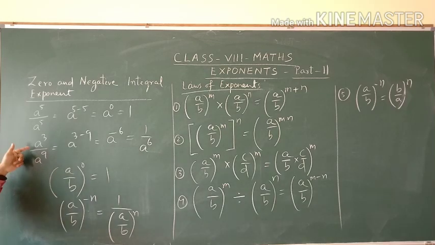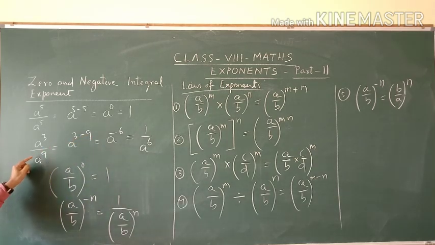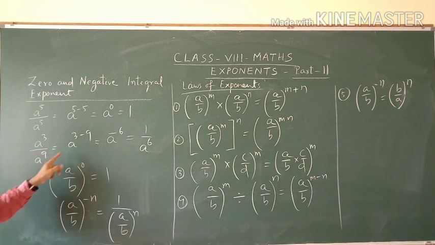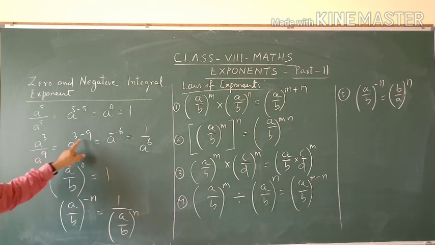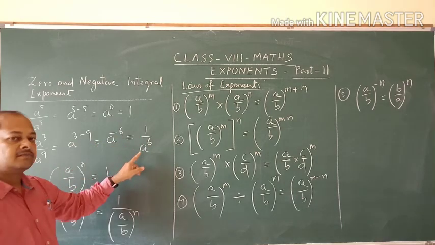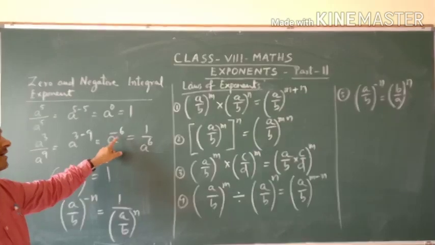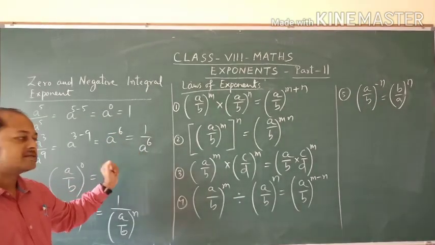For example, I am taking here a to the power 3 and here a to the power 9. So I can write a to the power 3 minus 9, because it is a division. In case of division, the power will be minus, when the base is the same. So 3 minus 9 will be minus 6. So a to the power minus 6 equals 1 upon a to the power 6. If the power is minus, it will be in reciprocal form, so 1 upon a to the power 6.